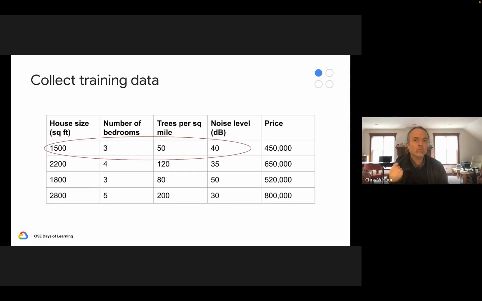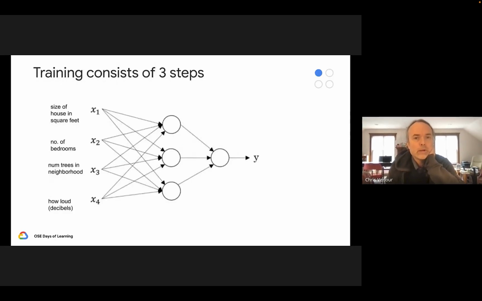In the first row, we see a house that has the following features. It has 1,500 square feet, 3 bedrooms. There are 50 trees per square mile in its neighborhood, and the neighborhood during the day, let's say, has a noise level of 40 decibels. And in the last column of the table, we see what the actual price of the house is. That's the price, the actual price in the real world. So training a neural network consists of 3 steps: forward propagation, computing a loss, and then back propagation.